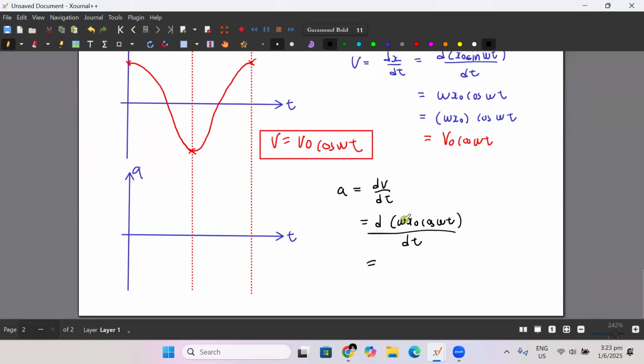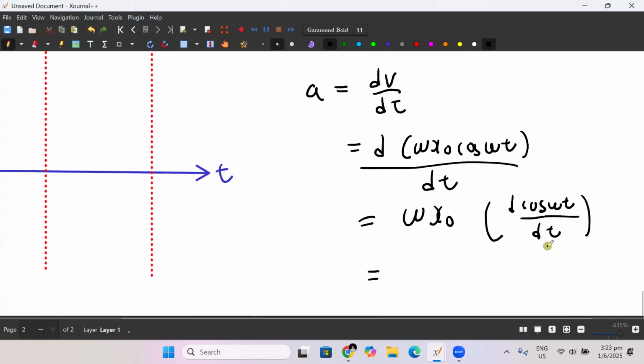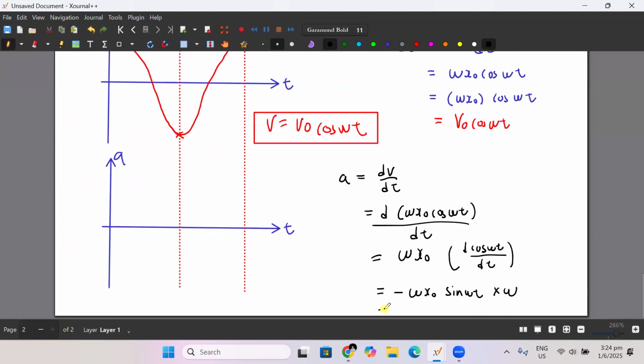Finally, differentiate this. You pull out the constants first, so you get omega x naught. Then you've got cosine omega t, d/dt. Same idea. You want to differentiate cosine, so you get negative sine omega t. Then remember, you must also differentiate the inside. After you differentiate the cosine, you must differentiate omega t itself, so I must times omega. So I end up with minus omega square x naught sine omega t. This is a. Okay, so easy.